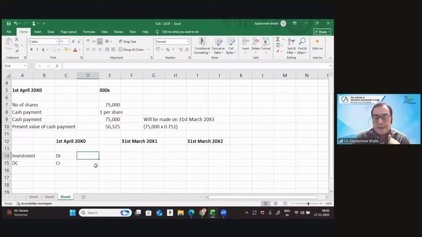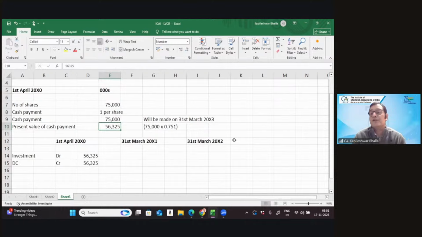When I would have done this entry on the acquisition date, we would have recorded the present value of the future payment. So what is the figure with which we would put this entry on 1st April X0? Is it going to be 56,325, which is the present value we've computed in this case? Correct. Because we've already made the calculations of the present value of the cash payment. So this is the amount with which the entry will be done.